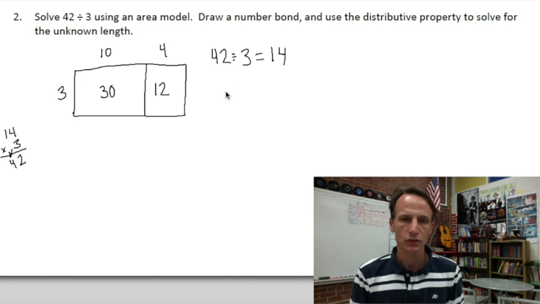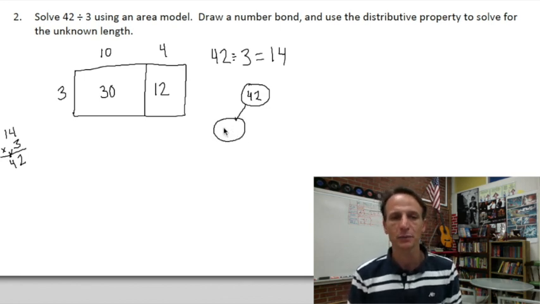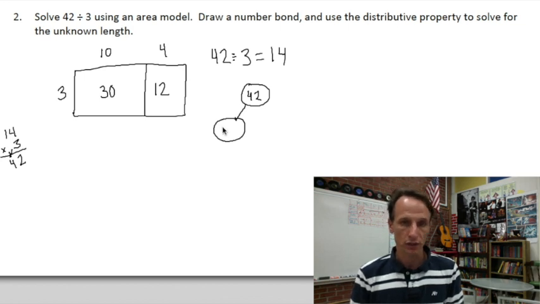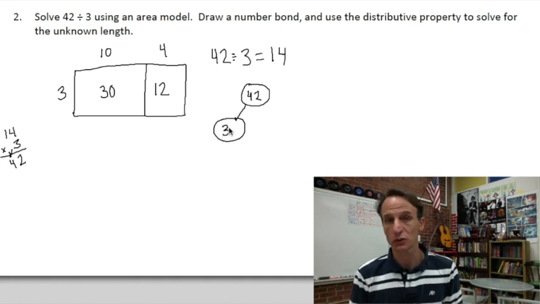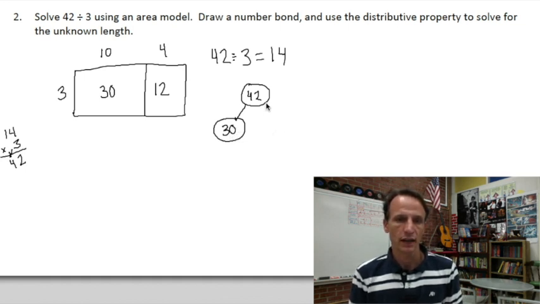Now let's draw the number bond. What we did was we took the 42 and we partitioned it out, because I'm dividing by 3, and 30 works with this. If the number weren't 42, if it were 62, then this would be 60 and 2. You see how that works? All right, and that left 12.